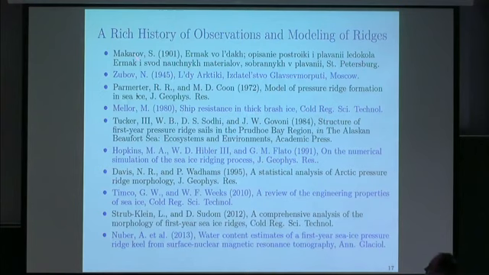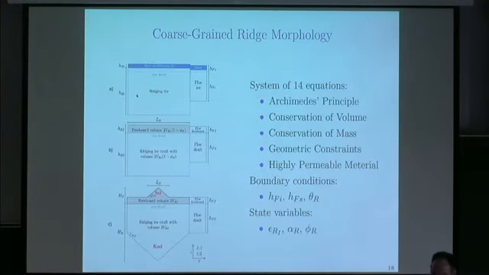And going back to the work of Makarov and Zubov in the earlier part of last century. And so we have a system of 14 equations that describes this. We observe Archimedes' principle for the entire ridge, not for individual bits of ice within the ridge, just for the whole ridge as a block. It conserves volume and it conserves mass, has geometric constraints. And this morning I rushed in this term because I thought Ken Golden's going to really worry about the permeability of the ridge, and so we're going to assume it's really permeable.